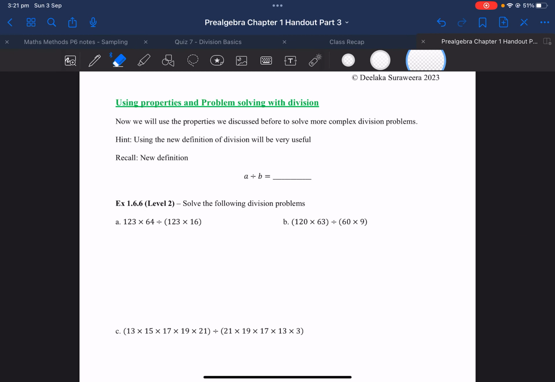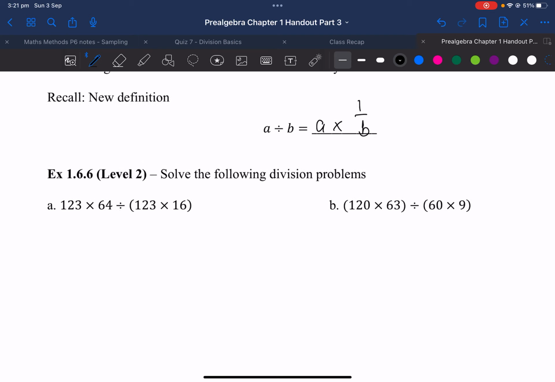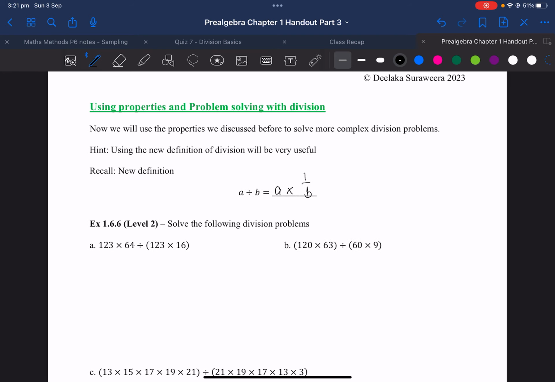Alright, so what we're going to do now is finish off division by doing some problem solving division, some more advanced concepts of division. First of all, remember the new definition of division. What's the new definition? A times 1 over b. Yep, A times the reciprocal of b, which is 1 on b. That's a very important definition we're going to use a fair bit, though not all the time, only when we can.